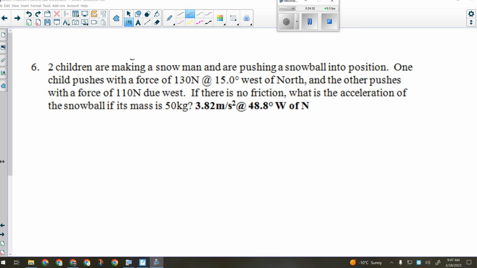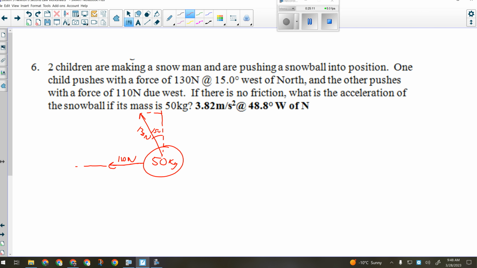All right, so we got two children making a snowman, and they're pushing the snowball into position. We know the snowball has a mass of 50 kilograms, and one of them is pushing 15 degrees west of north with 130 newtons, and one of them is pushing due west, 110 newtons. Probably a more efficient way to move that, but that's what they're doing. Okay, there's my free body diagram.